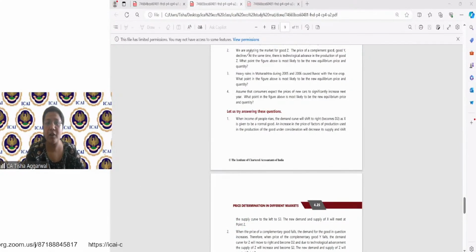Okay, so whenever we are analyzing the market, you first have to understand which aspect of the question is it talking about. Is it talking about the demand part? Is it talking about the supply part? Then let's be very clear. This is my initial demand, this is my initial supply, this is my initial equilibrium point. With the increase in demand, how is it working? With the decrease in demand, how is it working? With the increase in supply, how is it working? With the decrease in supply, how is it working? This is how you are going to make the calculations.